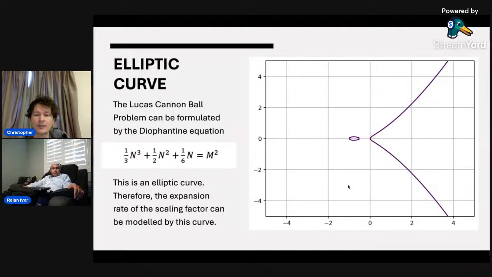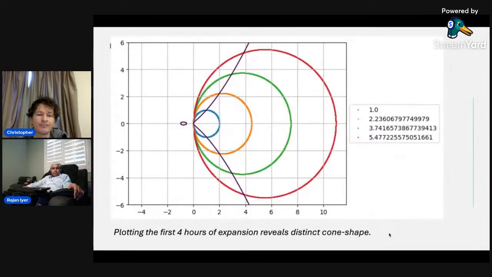But there are other useful areas of application for this elliptic curve. Plotting the first 4 hours of expansion. So this is the hypersphere radius after 1 hour, and then after 2 hours, 3 hours, and 4 hours.